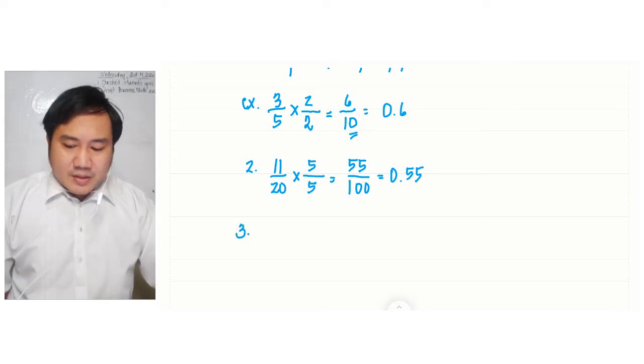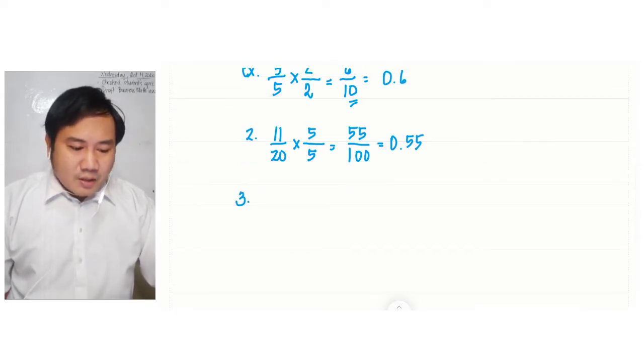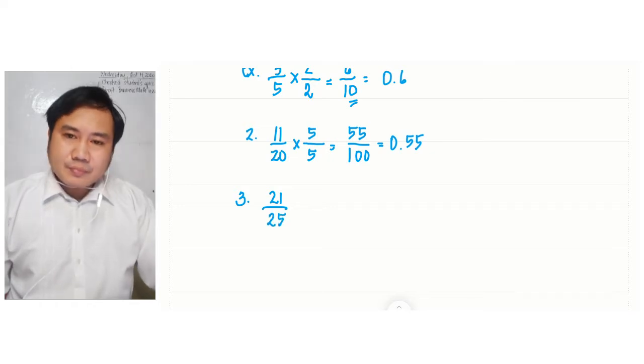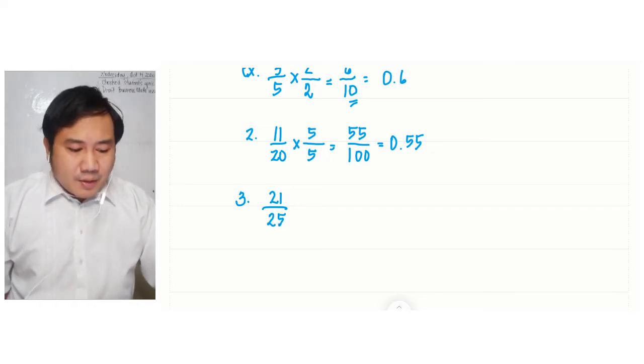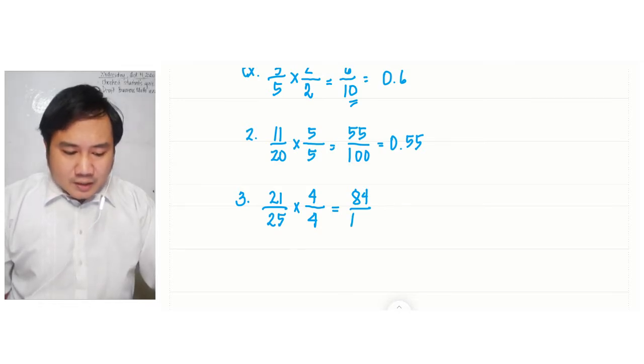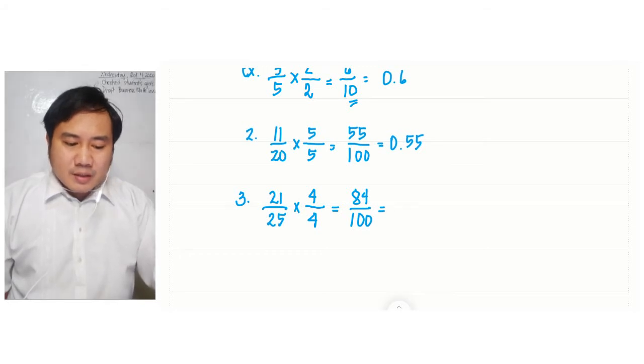Next, another example. Let us try 21 over 25. Let us multiply the denominator by 4. So, 21 times 4 is equal to 84. 25 times 4 is equal to 100. So, 84 over 100 is 0.84.